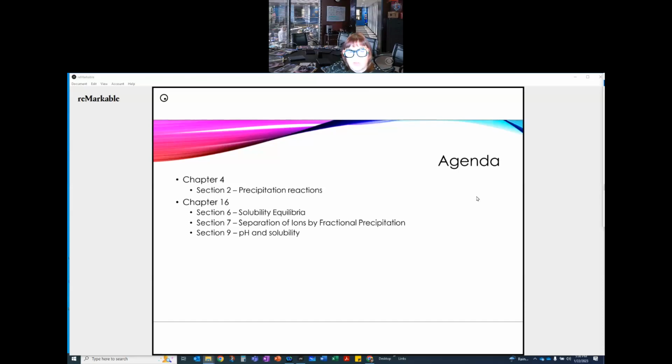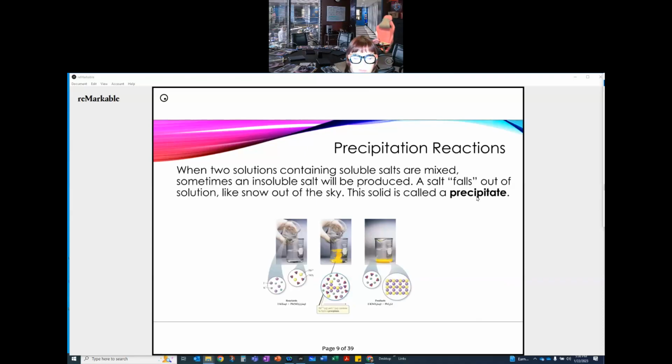So precipitation reactions, this is a review from chapter 4. We discussed this in 110, so we'll review that portion of it. And then we will be talking about solubility equilibria, separation of ions by fractional precipitation, and pH and solubility. So those are all going to be parts of the topics that we'll be talking about today. All right, so let's get into our topic.